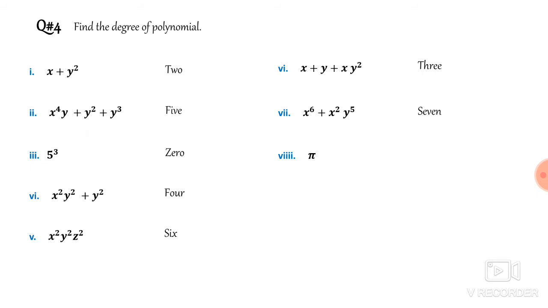Pi is just a constant with no variable, so the degree is 0. We will simplify it first. This cube and cube root will be cancelled out, and we are left with only a square minus b. Now the degree is 2. Simplify first if possible and then identify.